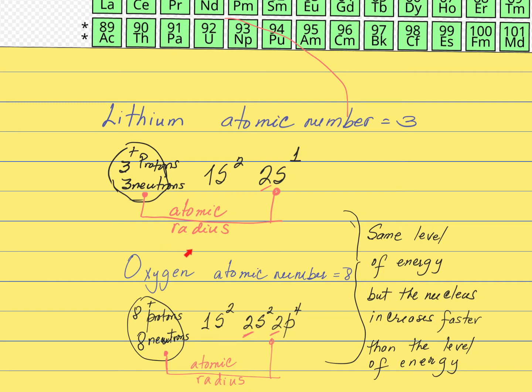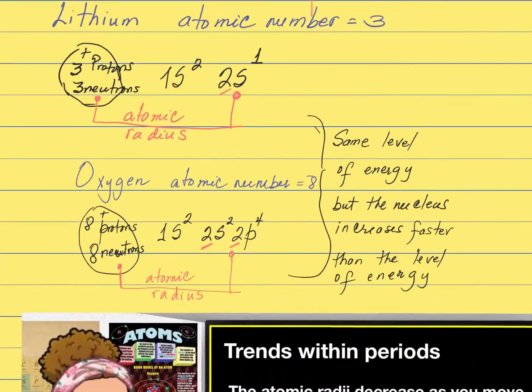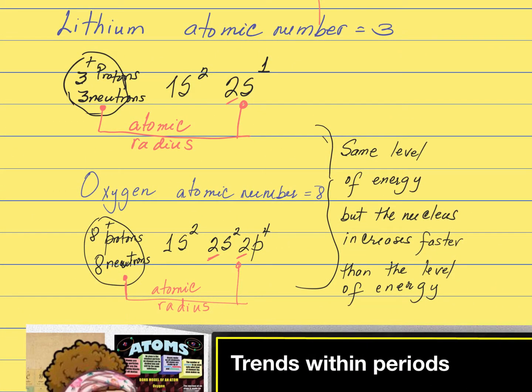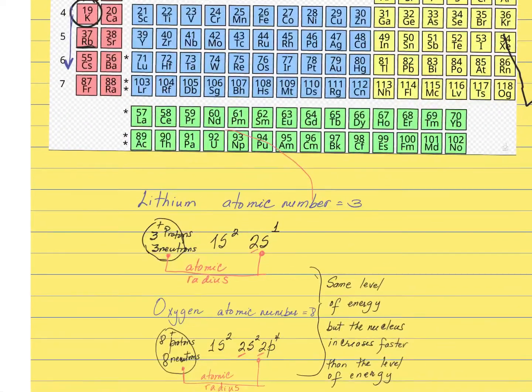Remember, let's say that you have another element from the same period, it's going to have the same level of energy at the end of the electron configuration. I'm using oxygen over here, and as you can see, oxygen is located in period 2 like lithium. But what is the difference between lithium and oxygen? As you can see over here in the nucleus, when you go from left to right, the atomic number is going to increase by 1, left to right.